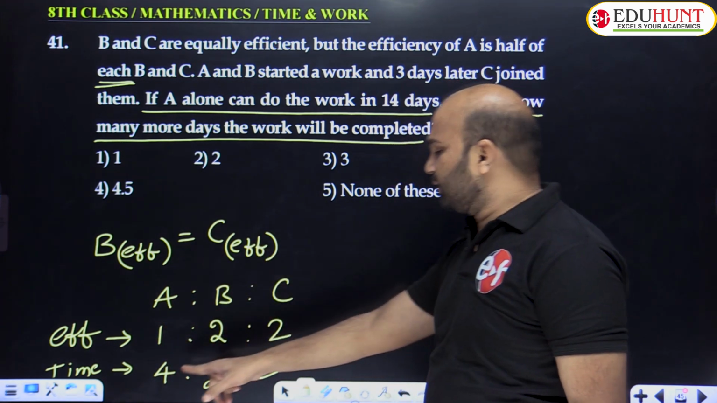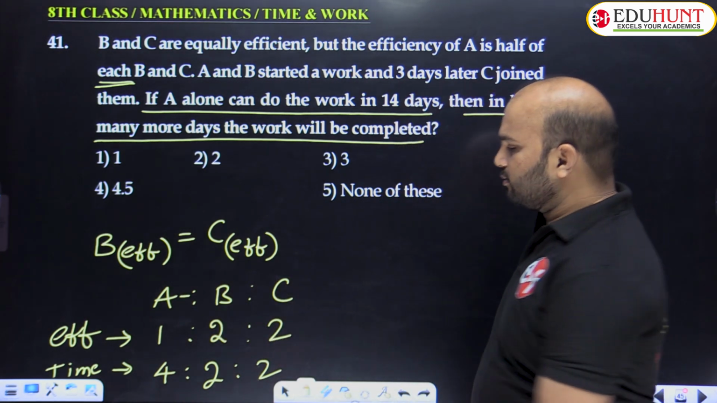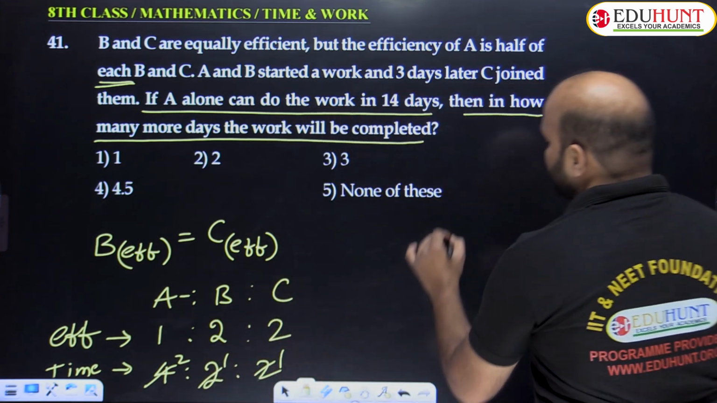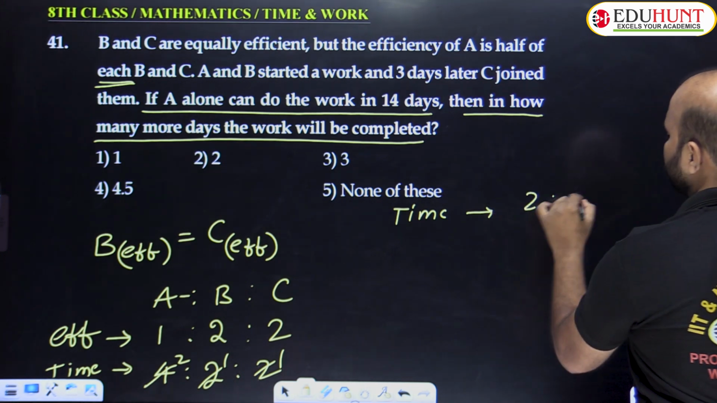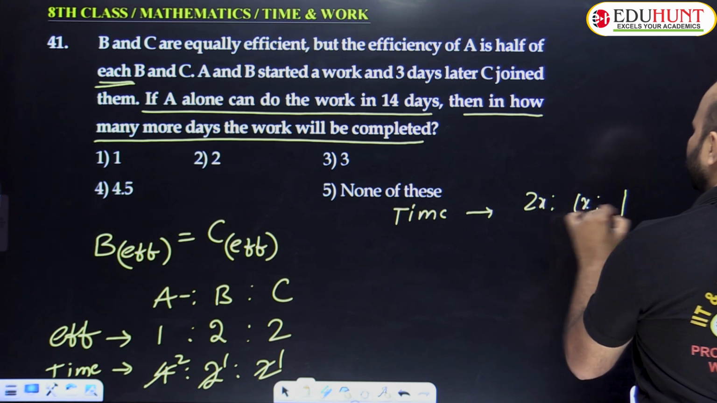A closed BC, B closed AC, C closed AB, that is the inverse ratio. What is the time ratio? 2 twos are 2, ones are, ones are. So finally we will get the time ratio 2:1:1. Am I clear? So let us consider this is 2x, 1x and 1x.